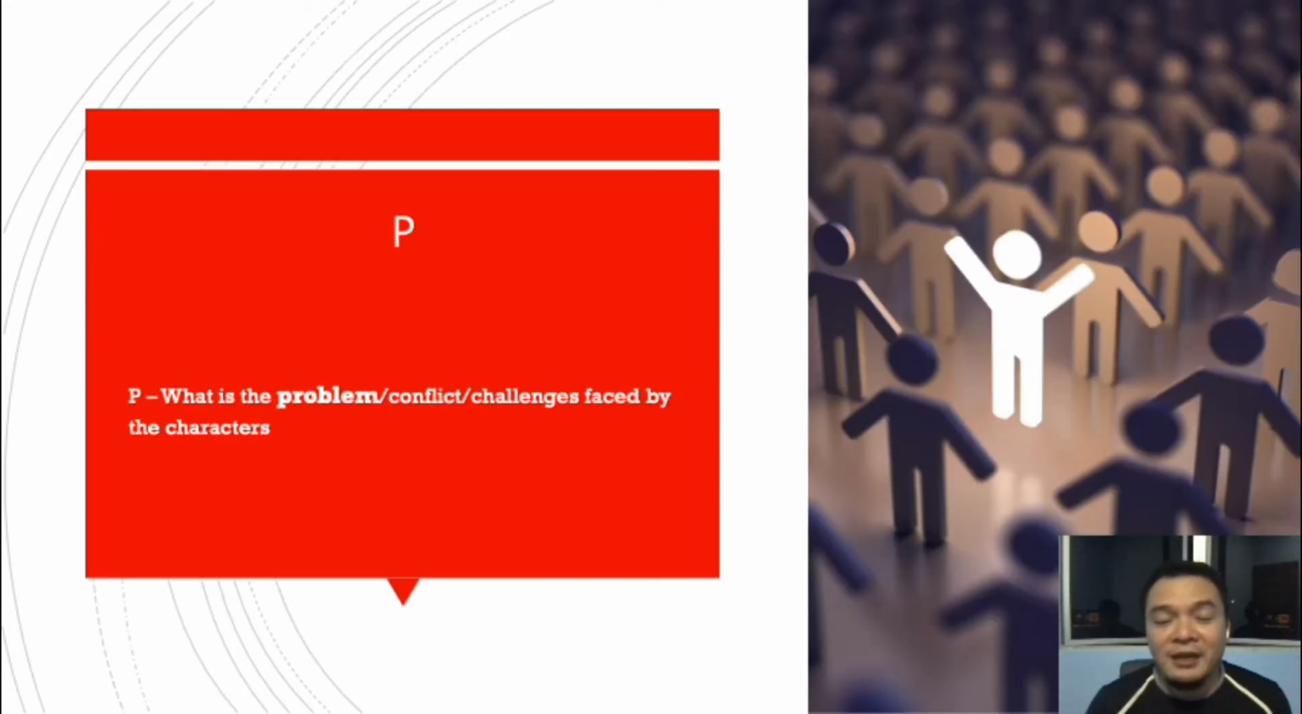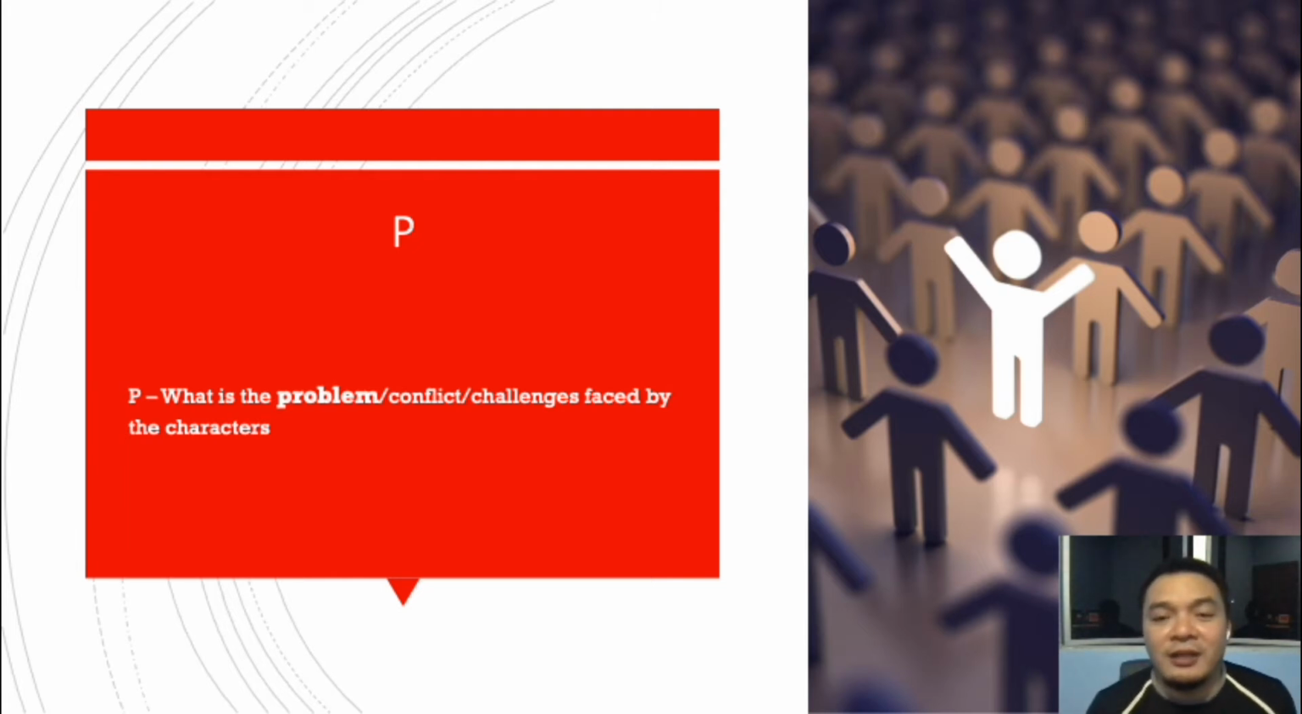Now we have P, or the problem. These are the challenges and the conflict faced by the characters in your story. Imagine this, you are watching a movie. The actor fell in love with the actress. At first, it seems great for both of them, but what happened in the middle? Yes, they will always encounter problems. That's what happens in a story, because a story is more interesting when you add conflict or problem in it.